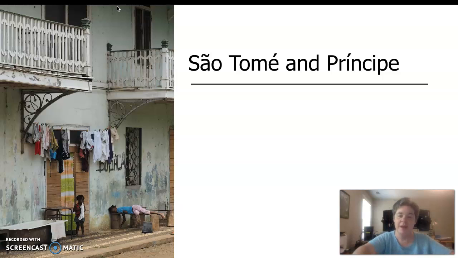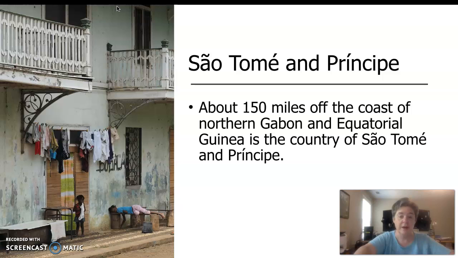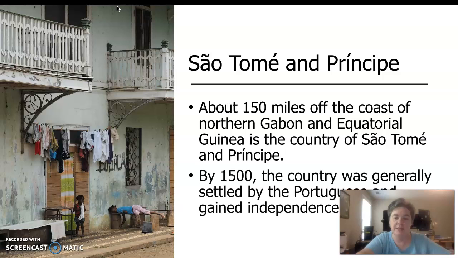Let's talk about Sao Tome and Principe. These are islands off the coast of northern Gabon. They were Portuguese colonies settled by the Portuguese around 1470, 1500, somewhere in there. And they were held by the Portuguese all the way until 1975. So for almost 500 years, they were controlled by the Portuguese. And now they have their independence. This is one country, separate islands. They're volcanic islands, so the soil is fairly rich and can grow about whatever they want.